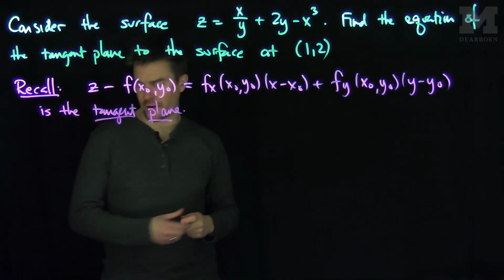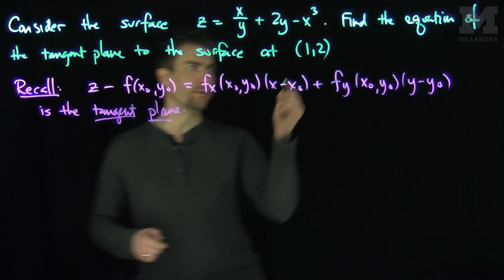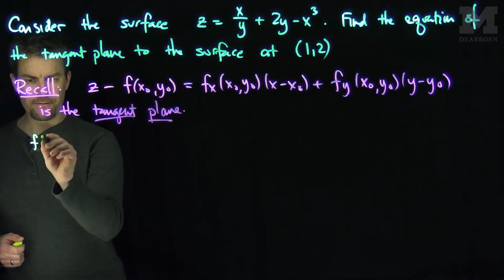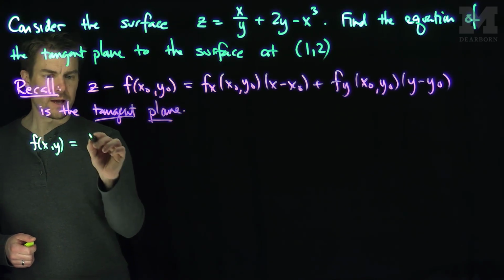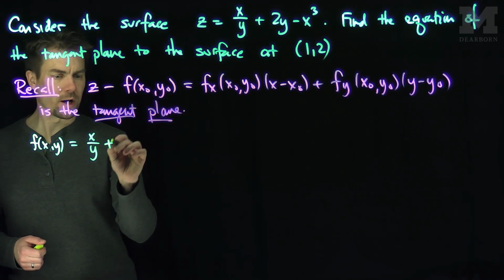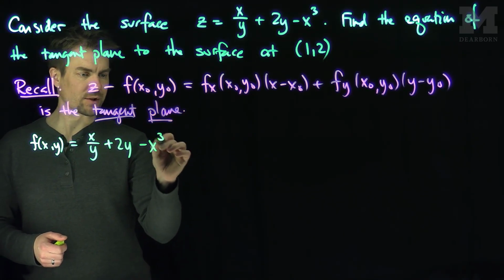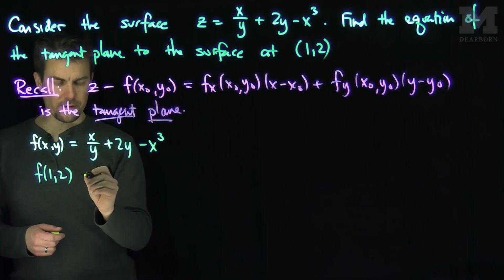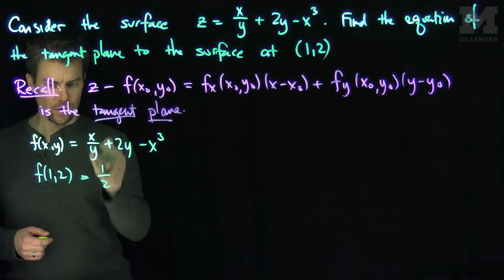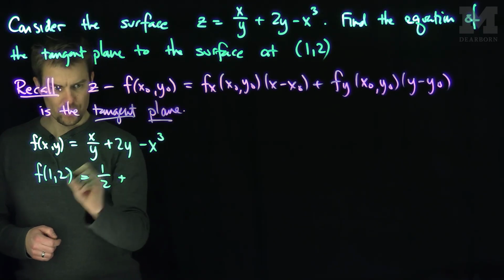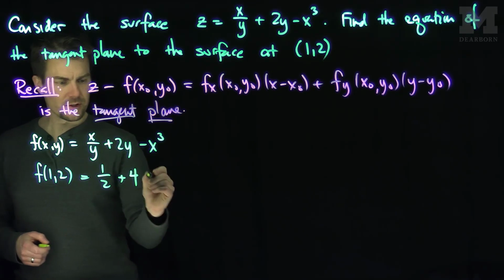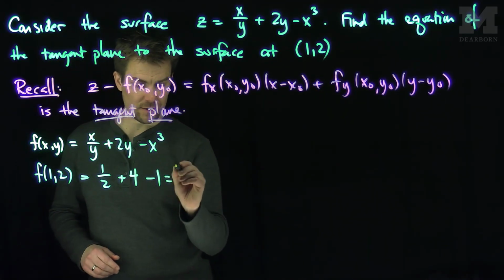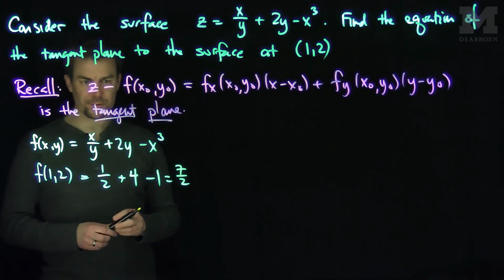Okay, so let's do it. I need x derivatives and y derivatives at the point in question. First of all, if I plug the point into the function, what will we get? The function f of x, y is x over y plus 2y minus x cubed. So f of (1, 2) is 1/2, plus 2 times 2, which is 4, minus 1, because 1 cubed is 1. So I have 3 plus a half, which is 7/2. So 7/2 is the value of our function.